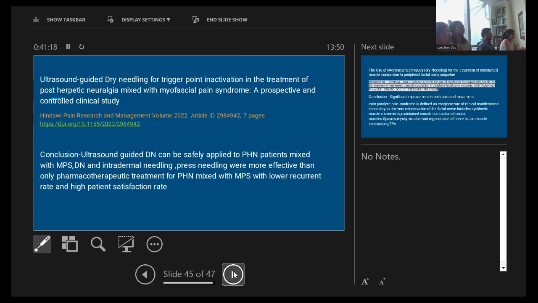Then ultrasound guided dry needling for trigger point inactivation in the treatment of post herpes neuralgia mixed with myofascial pain syndrome, a prospective and controlled study. It concludes that ultrasound guided dry needling can be safely applied to post-herpes neuralgia patients mixed with myofascial syndrome. Dry needling and intradermal needling, press needling were more effective than only pharmacotherapeutic treatment for PHN mixed with MPS, with low recurrence rate and high patient satisfaction rate.